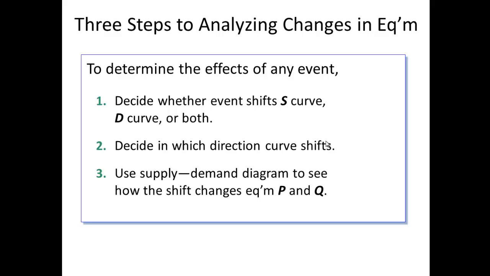The third and final step we use to analyze changes in the equilibrium is to use the supply-demand diagram, the chart, the graph, to see how that shift changed the equilibrium price and quantity. Again, did it shift the equilibrium price up or down? And did it shift the equilibrium quantity to the left or to the right?